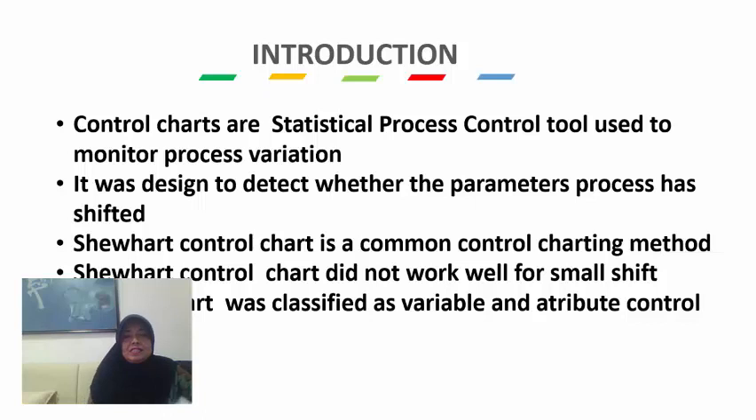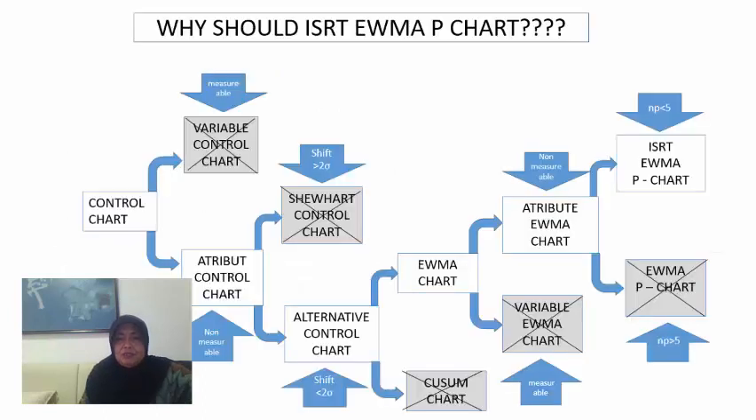Control charts are statistical process control tools used to monitor process variation. They are designed to detect whether the process parameter has shifted. The Shewhart chart is a common control charting method, but it does not work well for small shifts. Control charts are classified as attribute control charts and variable control charts.